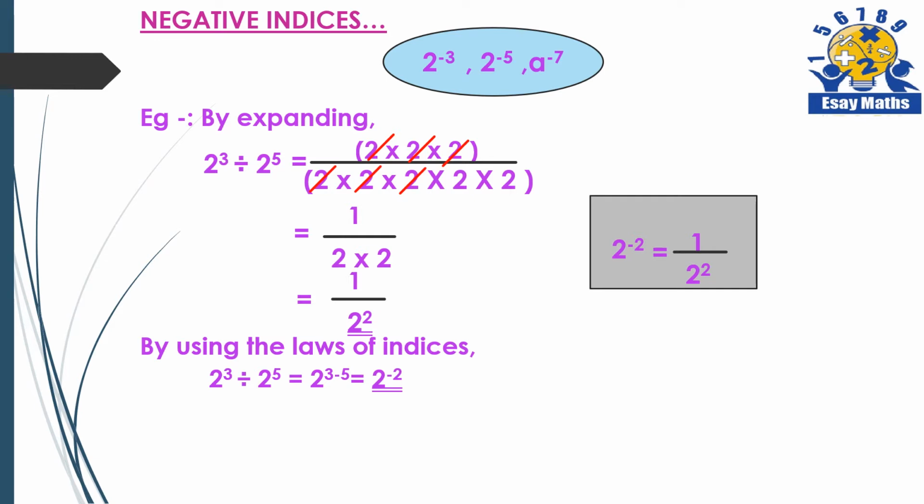Therefore 2 to the power minus 2 should be equal to 1 over 2 to the power 2. Then you can identify there is a relationship. What is it? When it is 2 to the power minus 2, we can rewrite it as 1 over 2 to the power 2. It means if we get the reciprocal of a given power with a negative index, it is a value with a positive index.